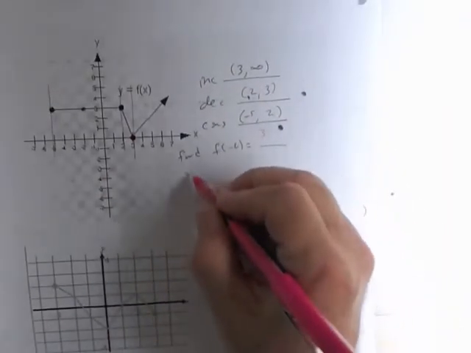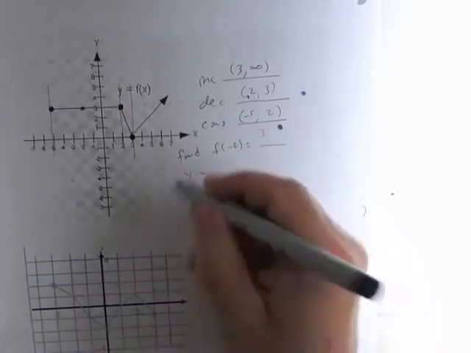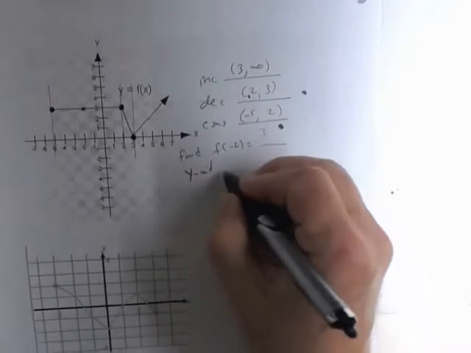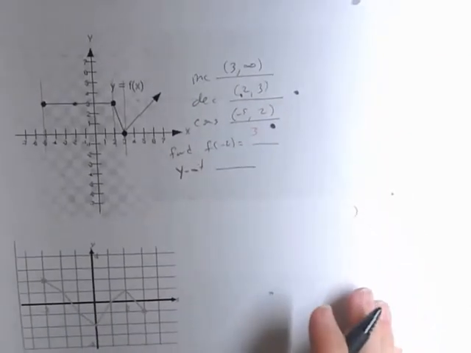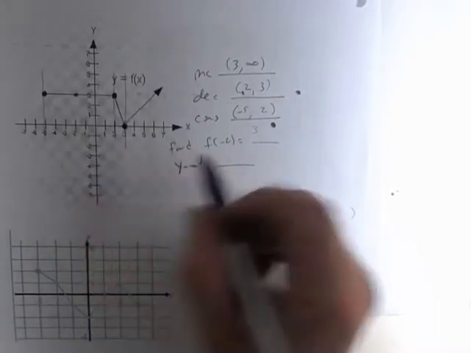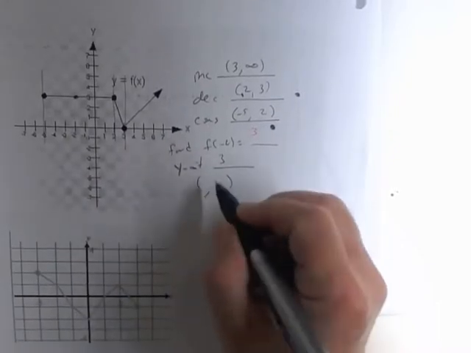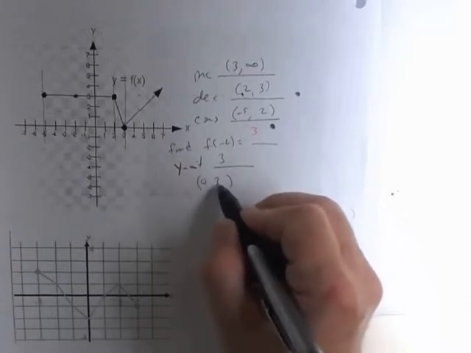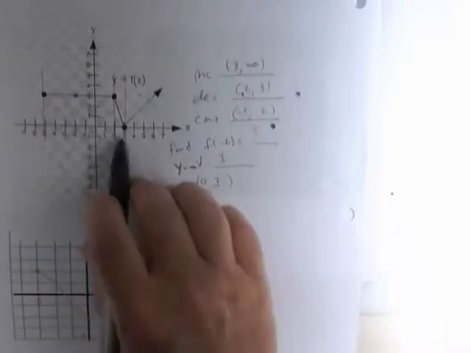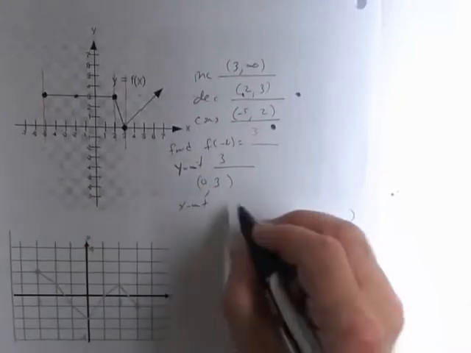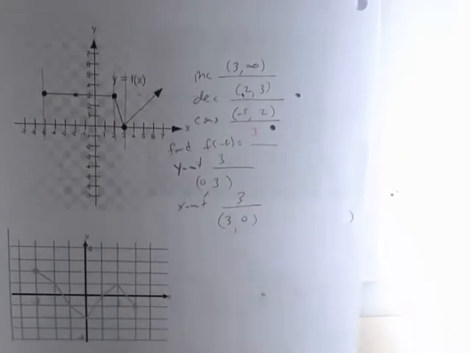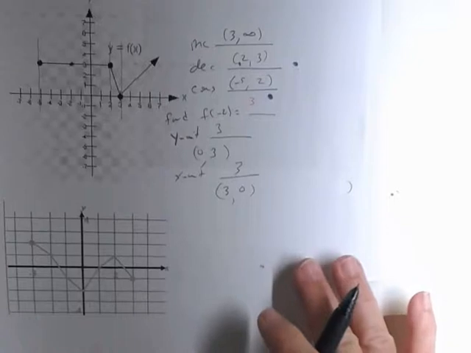What is the y-intercept? So remember, the y-intercept is where the graph crosses the y-axis. So the y-intercept is at 3. As an ordered pair, what would it look like? 0, 3. Good. What's the x-intercept? 3 as well, because it's right here, right? But as an ordered pair, what would that look like? 3, 0. Okay, so any questions at this point? Okay.